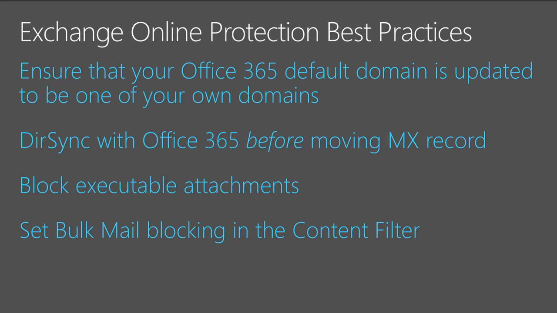Block executable attachments. That is a best practice, but I understand that some organizations will choose to allow them based on certain requirements that they have. But ideally, as a best practice, you would want to do that. And you'll also want to enable that bulk email setting in the content filter as well. And that will cause any mail that is marked as bulk mail, and this is marked as a result of being on an internal bulk mail list that Microsoft maintains. So any bulk mail sender that's on that list will cause that mail to get marked as bulk mail.